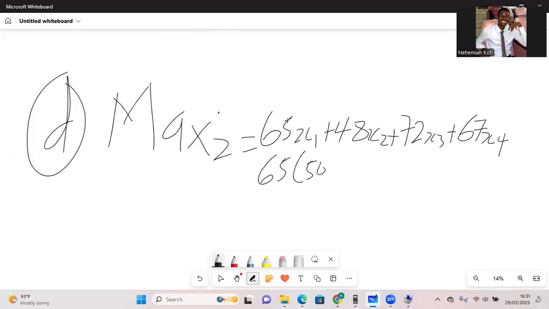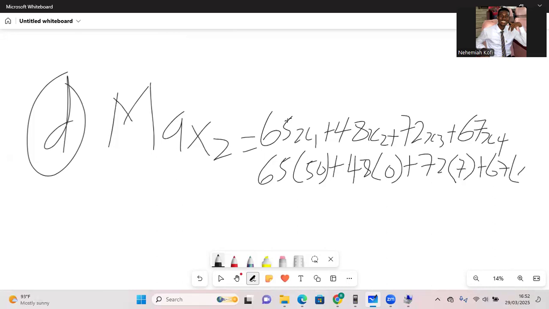So you put it in there. Plus 48. X2 was what? 0 for the final value. Now move on. 72 into brackets. We had, I think, 5 to be. Okay, we had 7 to be X3, plus 67 into bracket 0 for X4. So you do the same thing in here.